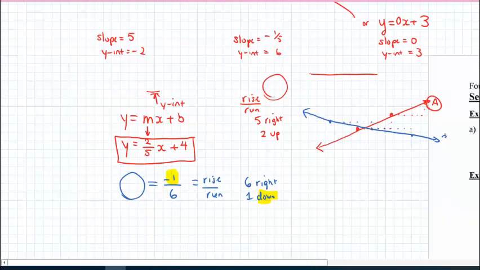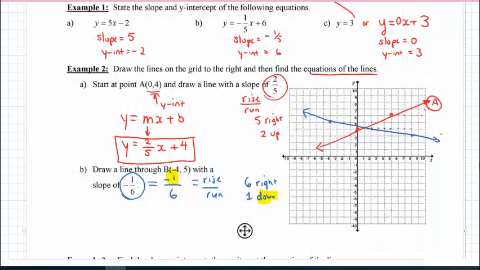Whoa, what just happened there? Undo. Please come back. Good.